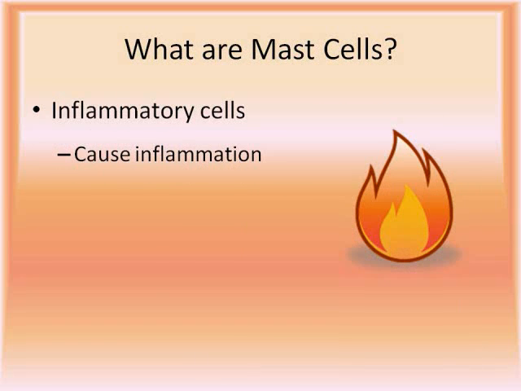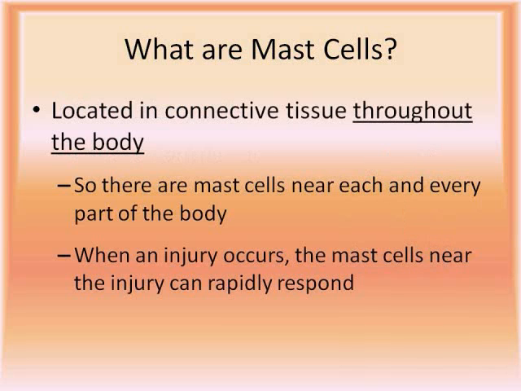They are inflammatory cells. They cause inflammation. They're located in connective tissue throughout the body. So there are mast cells near each and every part of the body. When an injury occurs, the mast cells near the injury can rapidly respond.